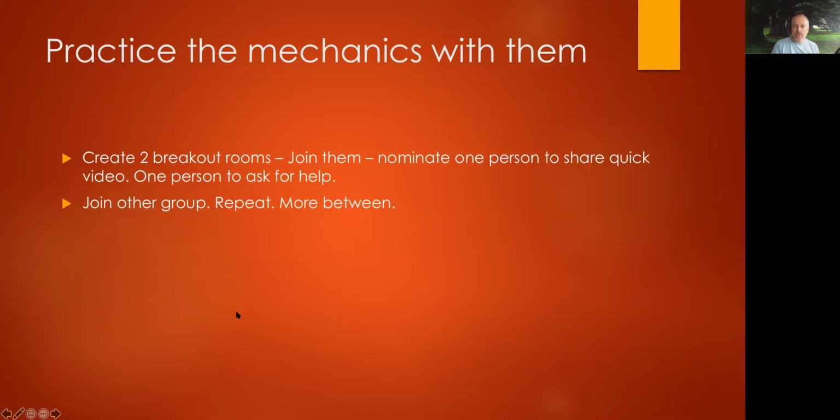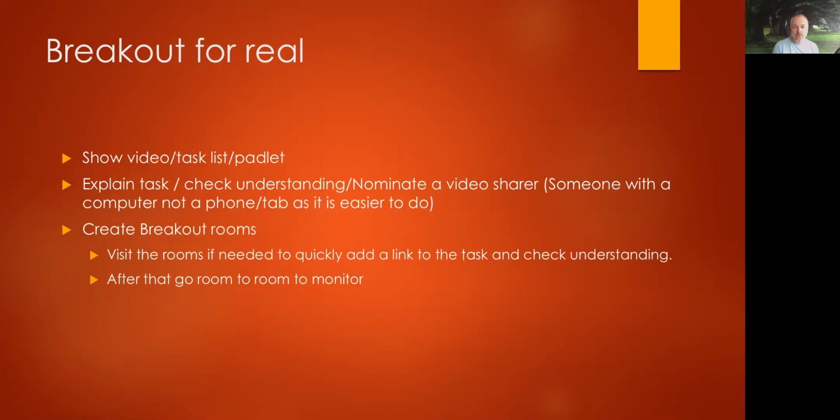Then it might be worth doing this as well, creating two breakout rooms, splitting them out into two groups, joining the first group, nominating them to quickly share something, to share a video, and maybe ask in a few minutes, ask somebody to press the Ask for Help button. I would then join the other group and then repeat that whole process, and then jump backwards and forwards, practice the asking for help, and see how it goes. So you've then got them trained on the mechanics. You close down those breakout rooms, and let's go to the next part.